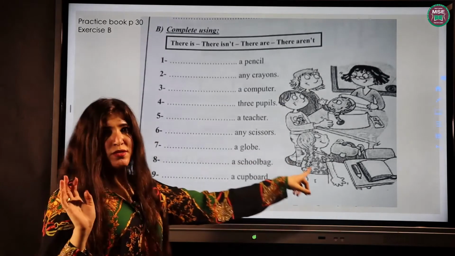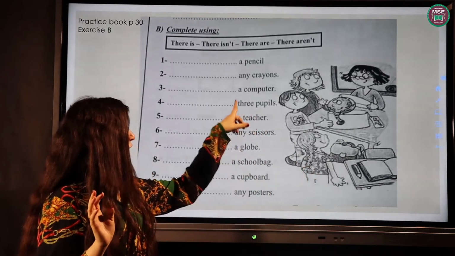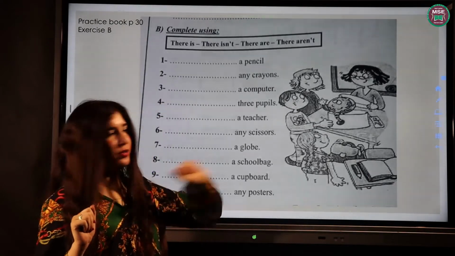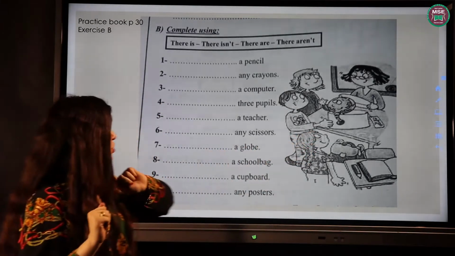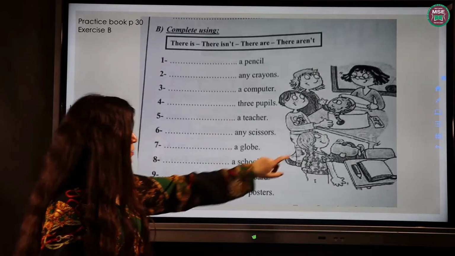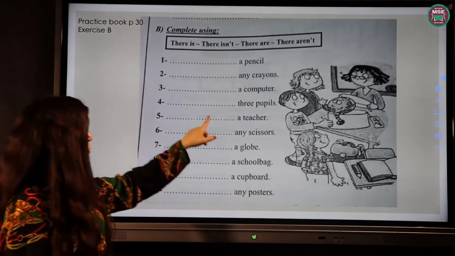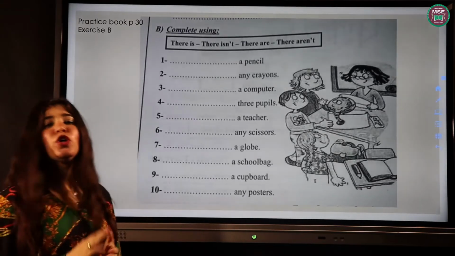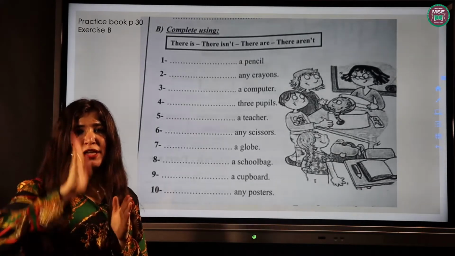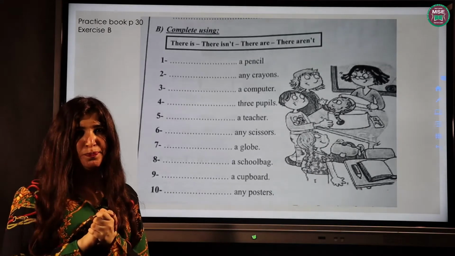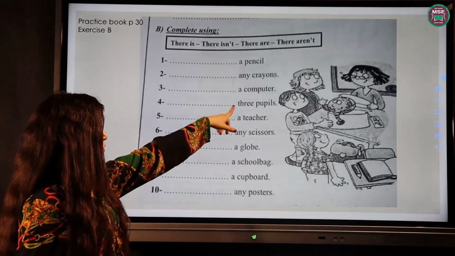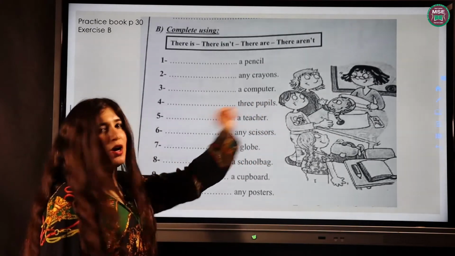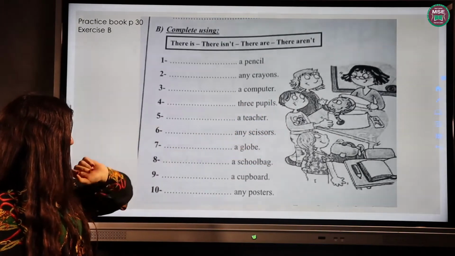Any crayons? There aren't any crayons. A computer. There is a computer. Three pupils. 1, 2, 3. So there are or there aren't? We have three pupils. We said we choose there are when we talk about many things or many people. So there are or there aren't? There are. Excellent. There are three pupils.